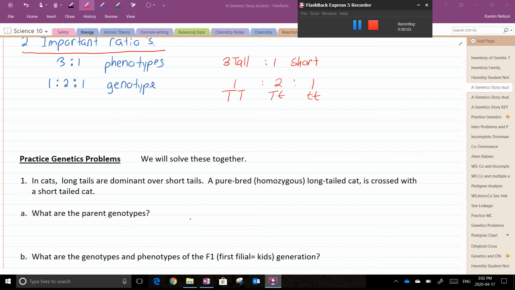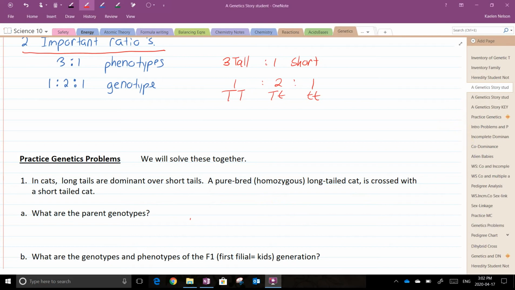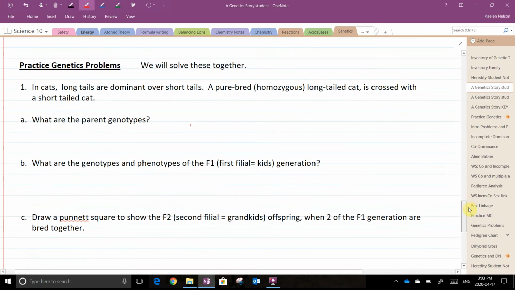This is part 2 of our genetics introduction worksheet. We're going to do these practice problems together. In cats, long tails are dominant over short tails. Okay, so we need to give a symbol for the allele for long tail.